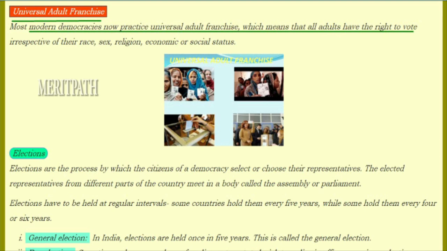Universal adult franchise. Modern democracies now practice universal adult franchise, which means all the adults have the right to vote irrespective of their race, sex, religion, economic or social status. So in this image we see universal adult franchise, people voting.